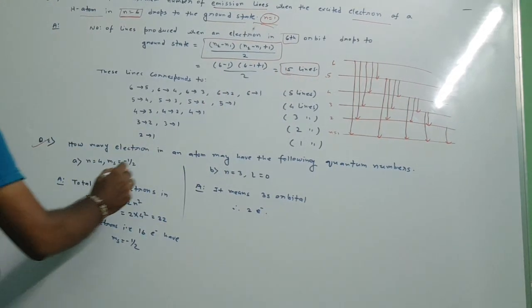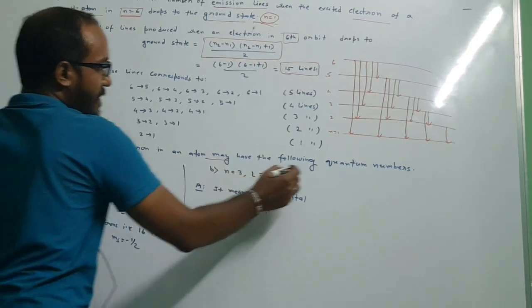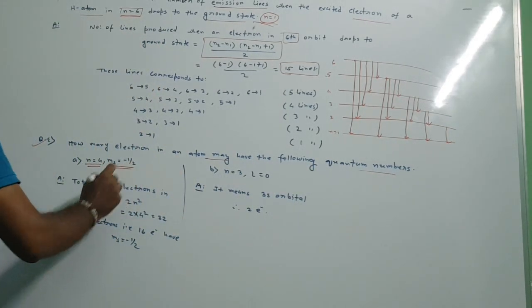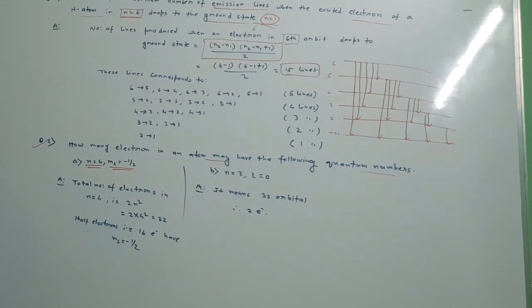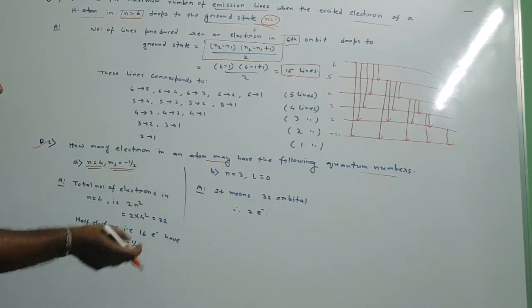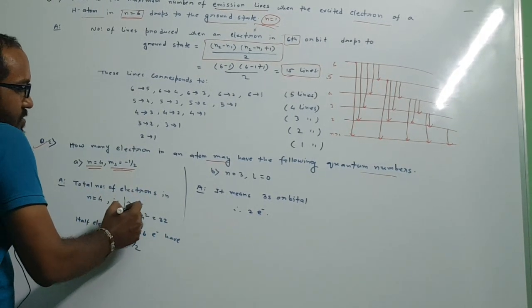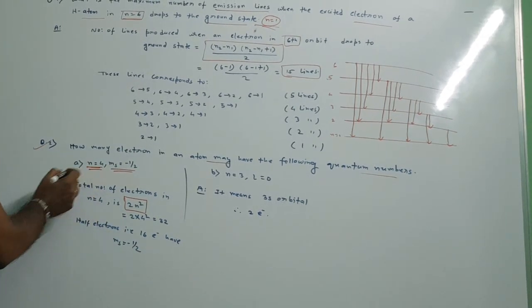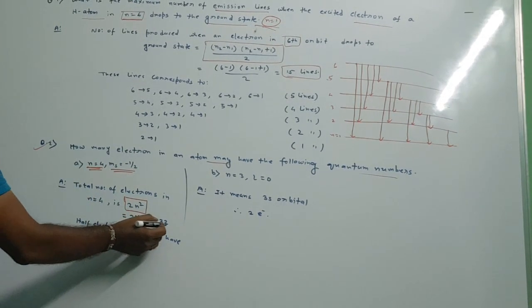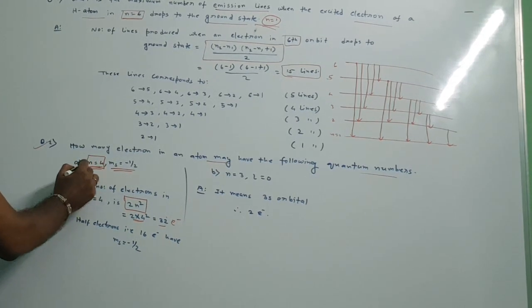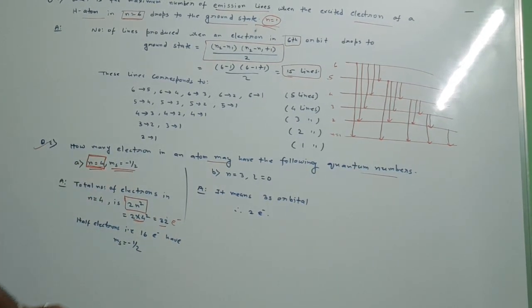Next question: how many electrons in an atom may have the following quantum numbers? First, n equals 4 and ms equals minus half. We already know this formula, that the maximum total number of electrons is 2n squared. Here n equals 4, so that means 2 into 4 squared, that is 32 electrons are possible for the n equals 4 orbit.